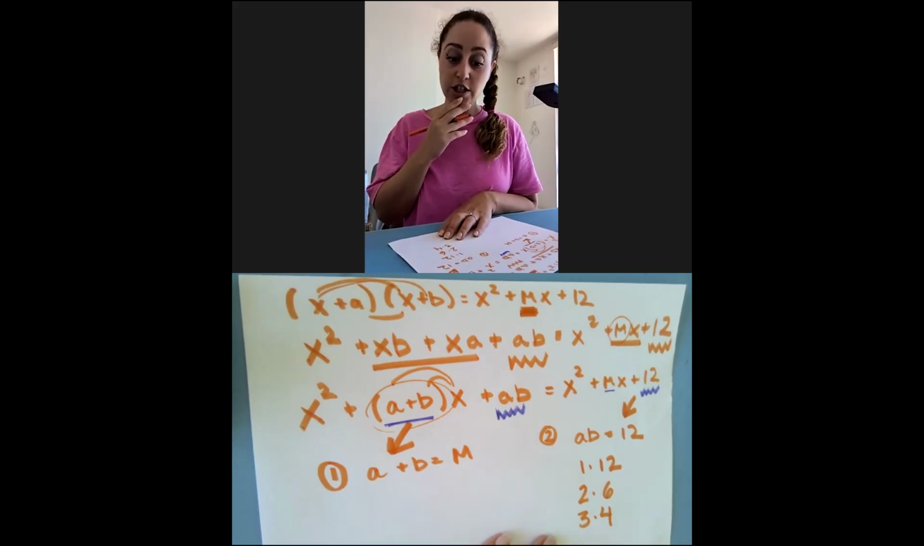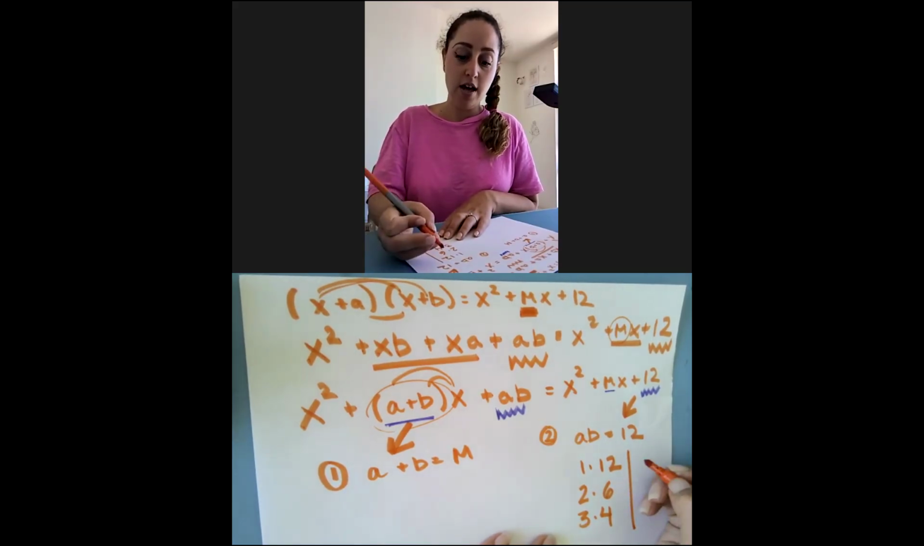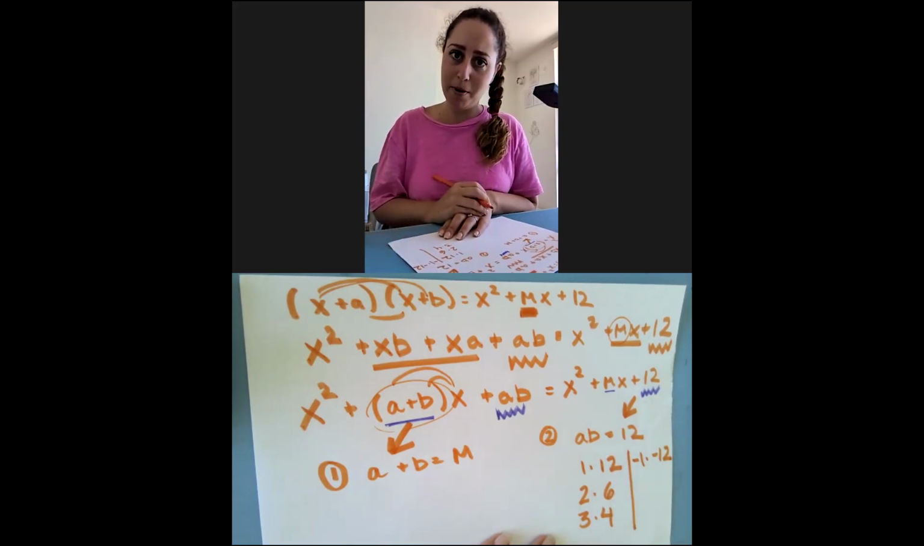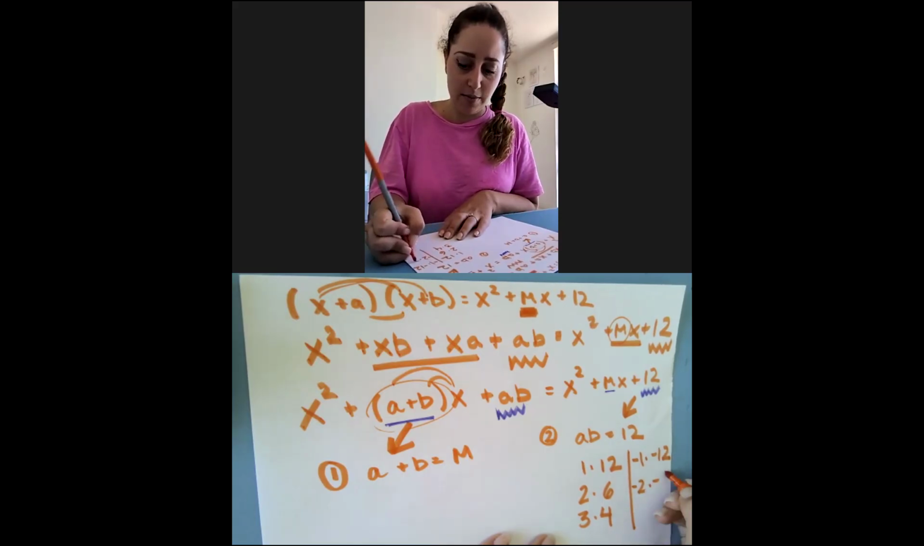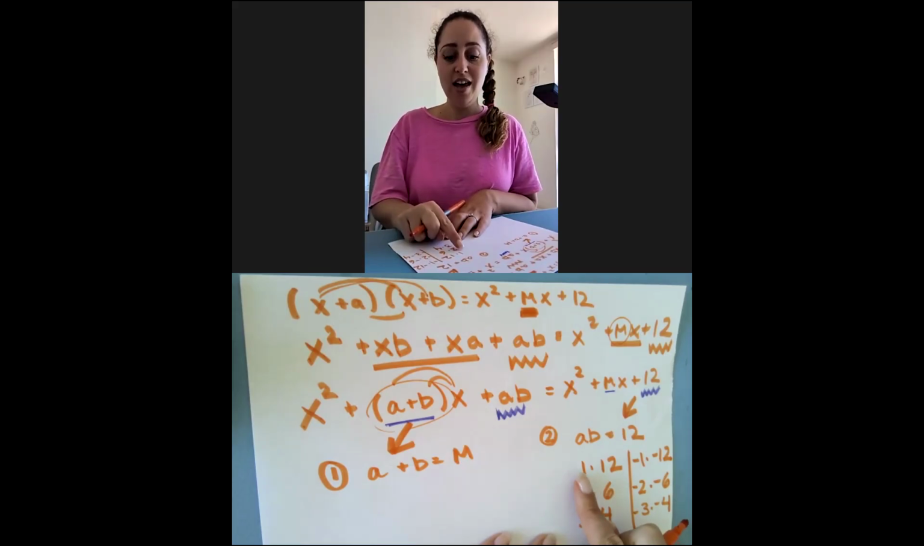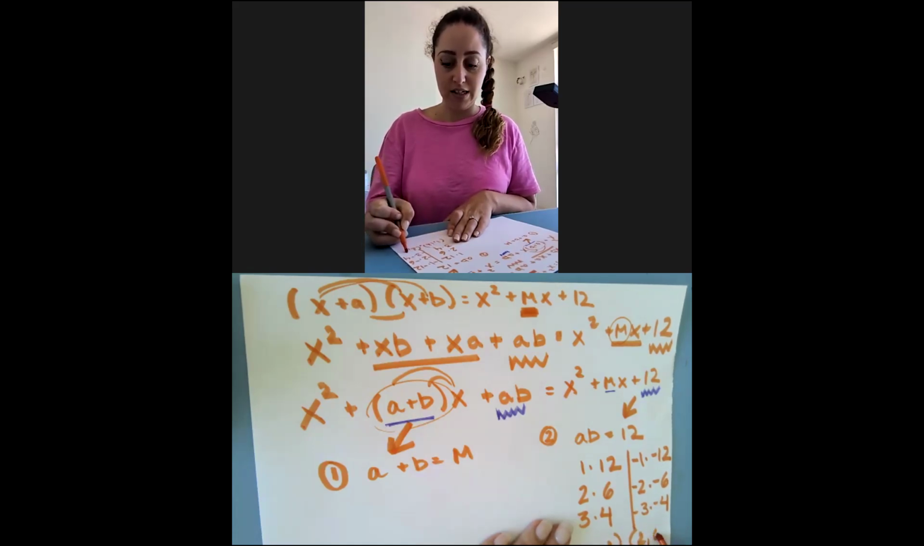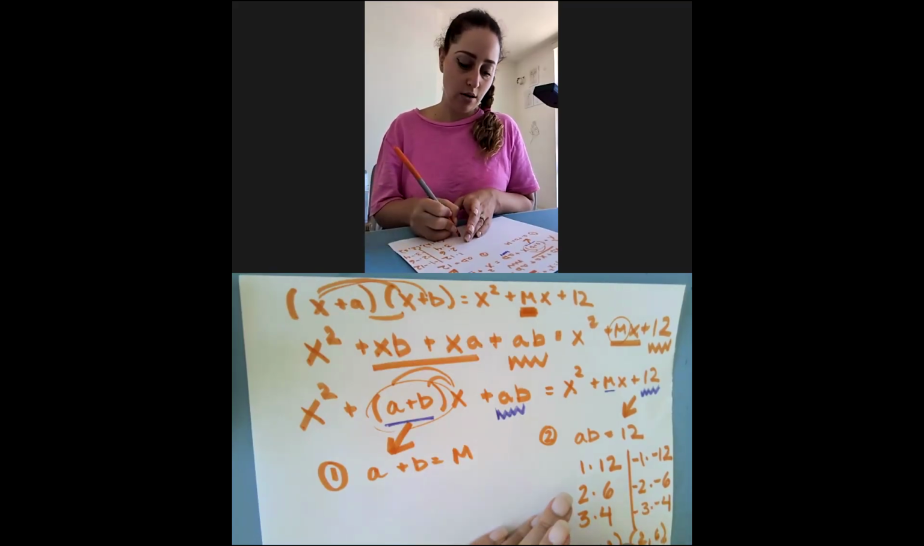Oh, someone just mentioned negative numbers. Okay, so I can have a negative 1 times a negative 12, right? And that still makes a positive 12. Negative times a negative. I can have a negative 2 times a negative 6, and even a negative 3 times negative 4. A can be this or that, this or that, this or that. Let's see what the integer pairs are. So again, it could be 1 comma 12, 2 comma 6. You can write these as a long list. Possibilities.